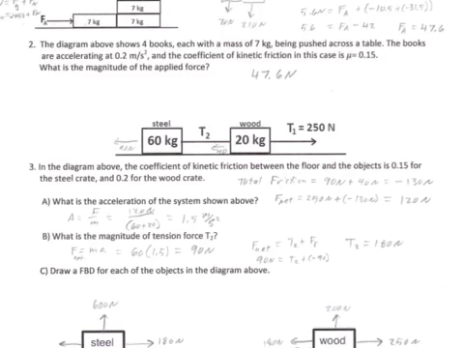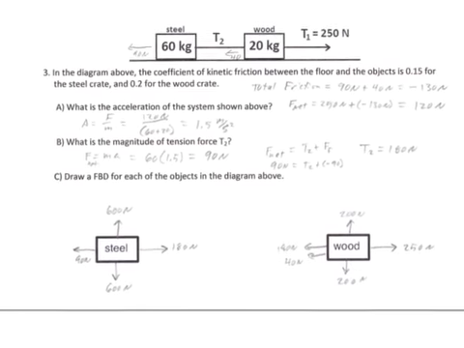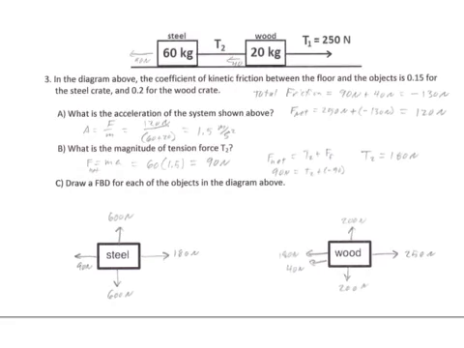And I'm going to draw a free body diagram for each of these. So let's see what I've got here. Alright, now here's my steel object. We'll start with the gimmies. Alright, it's easy. 60 times 10, I get 600 newtons downwards. I get 600 newtons upwards since it's not accelerating in the vertical direction.